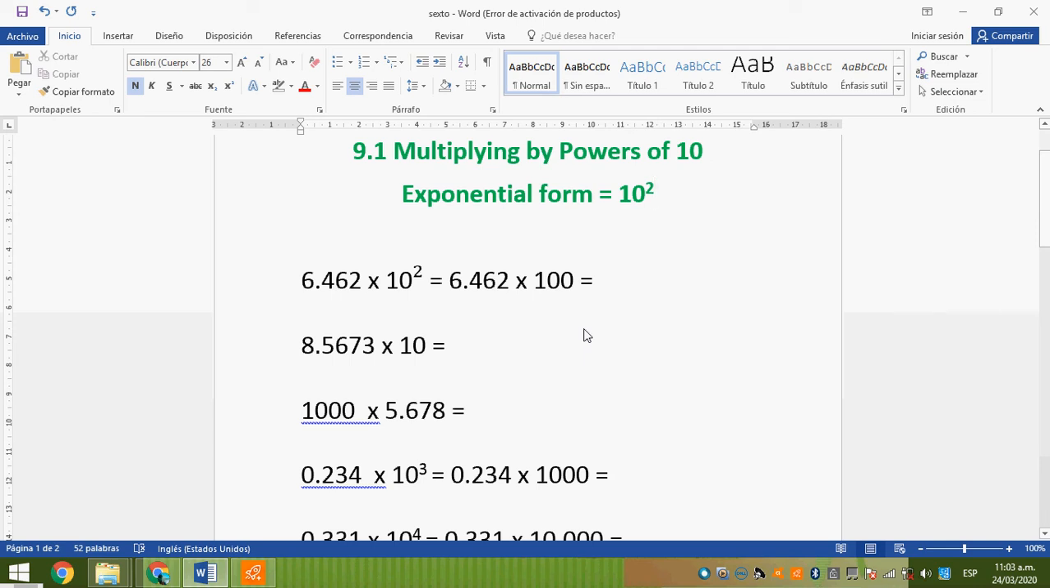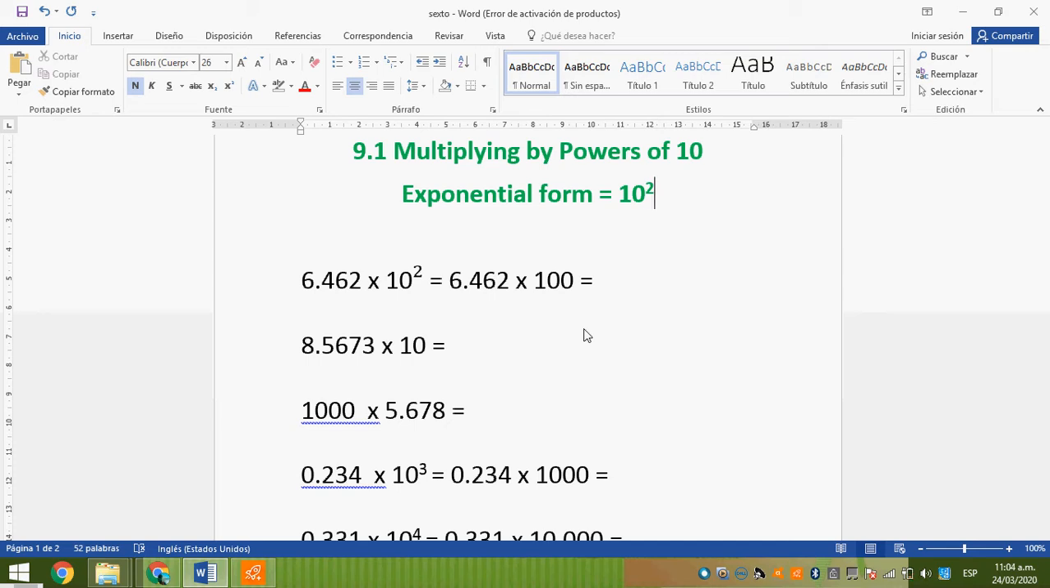Okay, guys, good morning. We're going to continue with the lessons. We're going to start with chapter 9. We're going to see right now lesson 9.1, that is about multiplying by powers of 10.